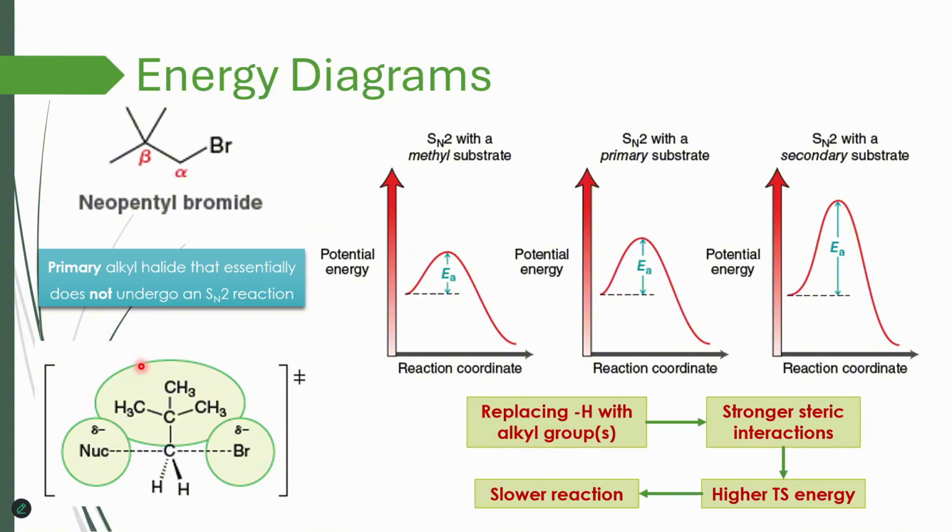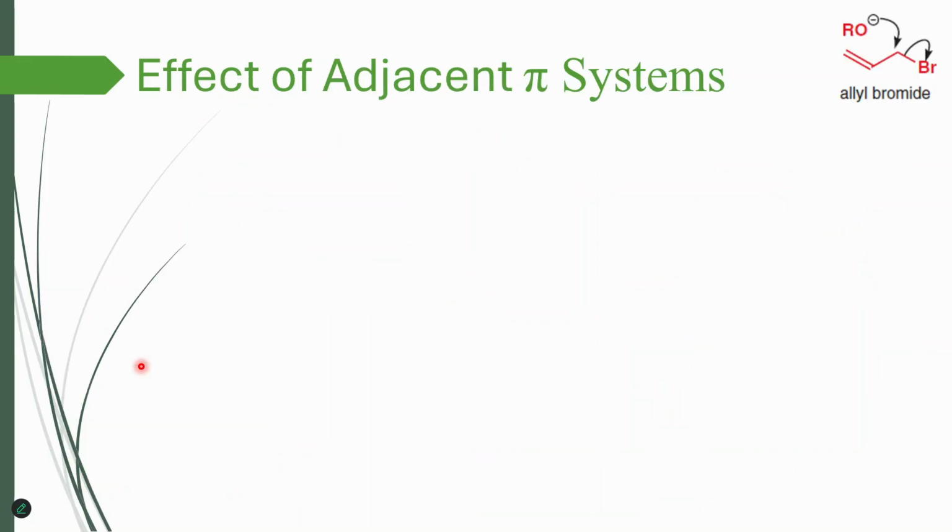Now we continue, and I would like to move on to an advanced concept here, which is the effect of adjacent pi systems on the rate of SN2 reaction. So this is how it looks. I still have a substitution reaction, but this substrate is different from the other substrates in the sense that I have a double bond that is one sigma bond away from the reaction center, from the alpha carbon.